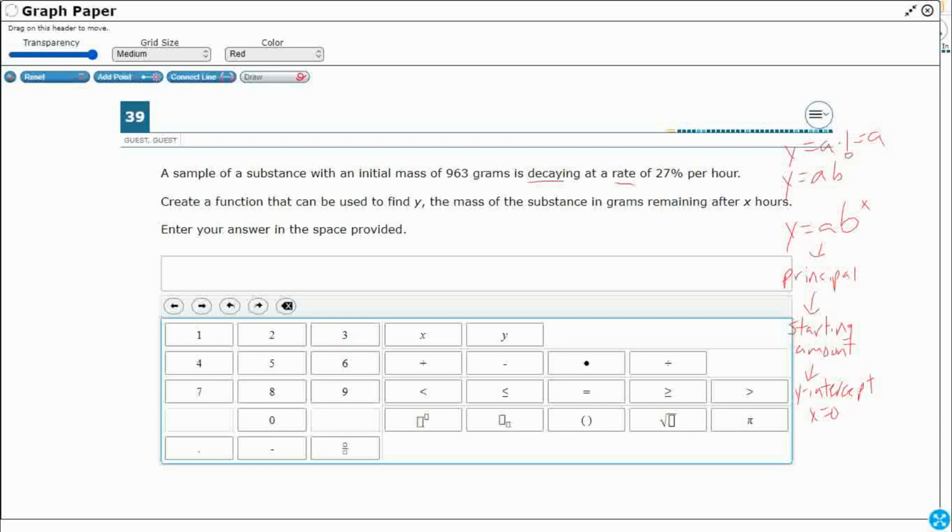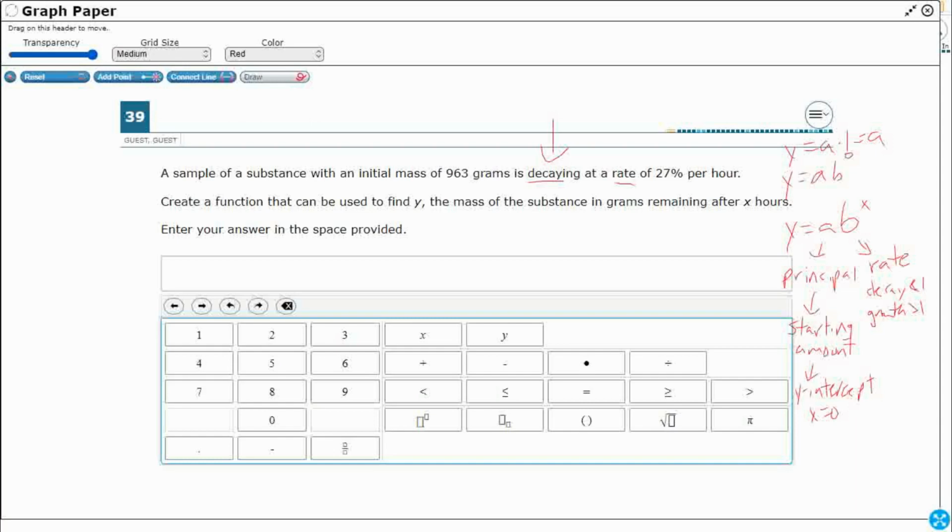So what do we know about this b here? This b is going to be your rate, and it's going to be a decay rate if it is less than 1. It is going to be a growth rate if it is greater than 1. So we're looking for whether it's decaying or growing. And look, they give us the term right there, decay rate. So it needs to be less than 1.